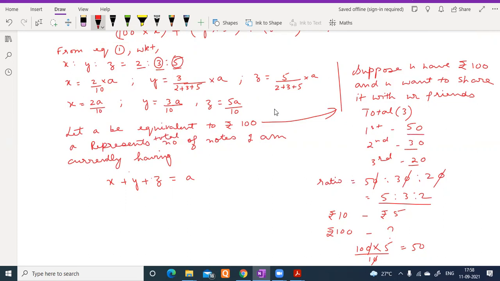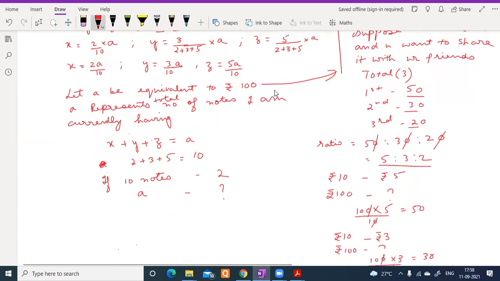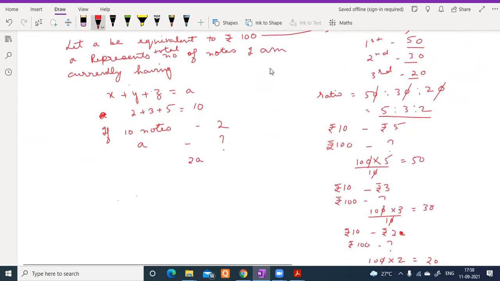So if total notes are A, like 2 is to 3 is to 5, let's take it back. 2 plus 3 plus 5 is 10. So if 10 notes are there, the first will be 2. Similarly, if total A notes are there, how many of the first note will I have? That is 2A by 10. The first note, that means the rupees 100 notes, equals 2A by 10.